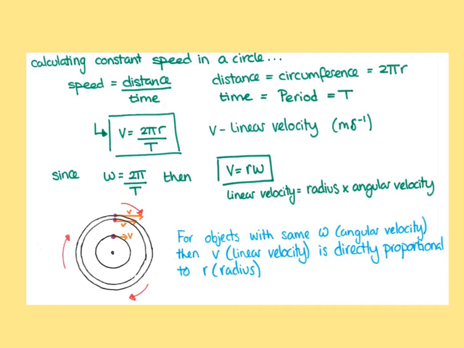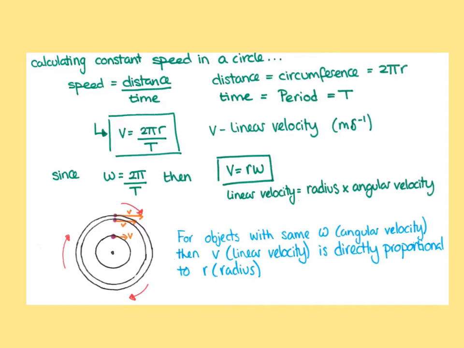So on the video clip with the Lego bricks, what we saw is that all 3 Lego bricks had the same angular velocity. They were all taking the same amount of time to turn through a certain angle. But we could see that the Lego brick on the outside of the circle looked as though, visually, it was travelling faster than the inside Lego brick. And that's because they had different speeds, they had different linear velocities. So let's have a little look at how we can take account of that now.